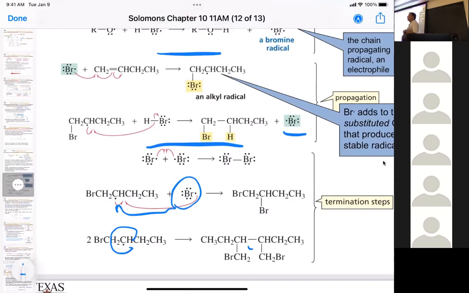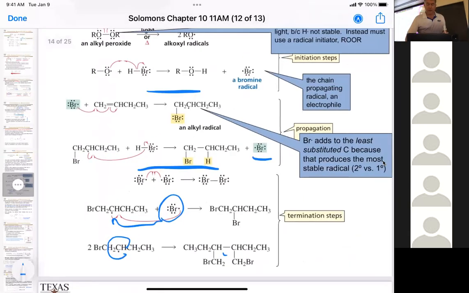You turned it into a bromine radical that it's going to add to the less substituted side, leaving the more stable radical that then has to do your hydrogen abstraction, giving you your hydrogen on your more substituted carbon and your bromine on your less substituted. Okay, questions? Okay, cool. All right, so that's really useful.